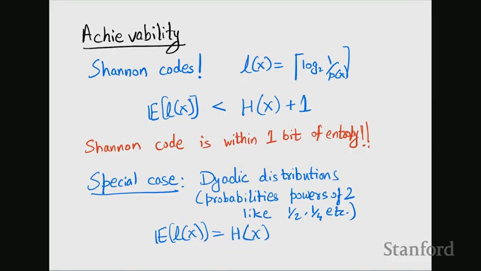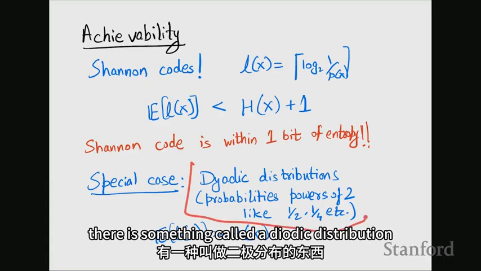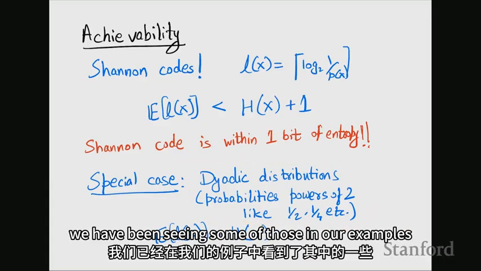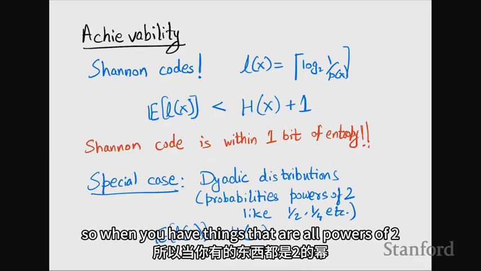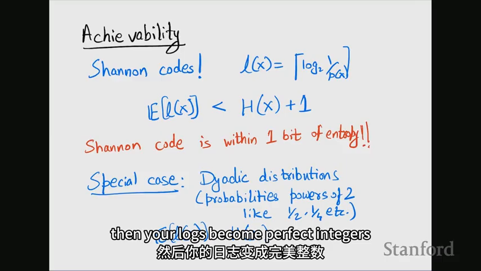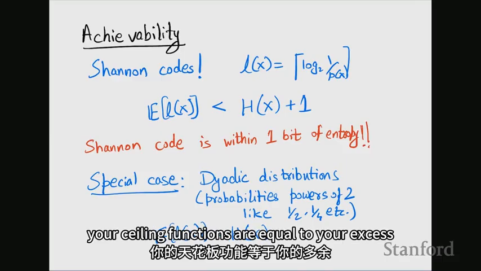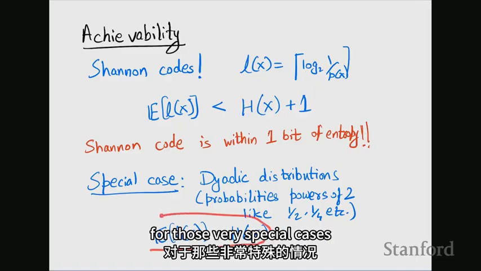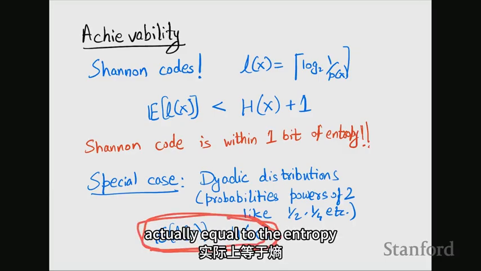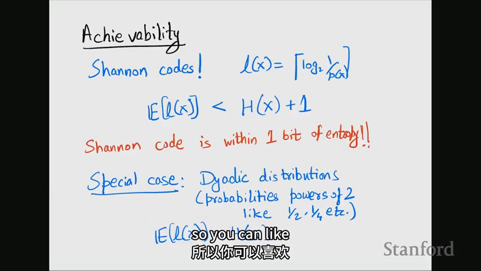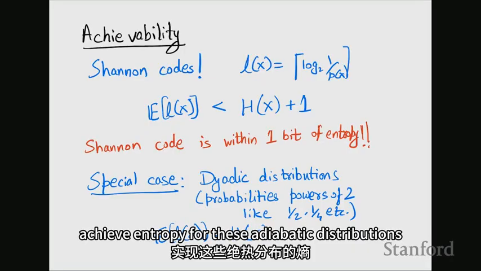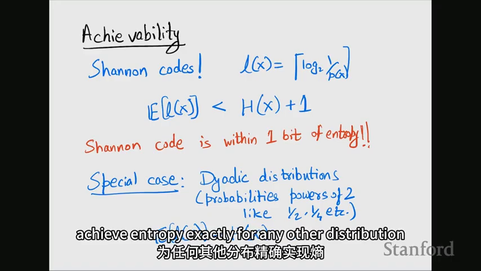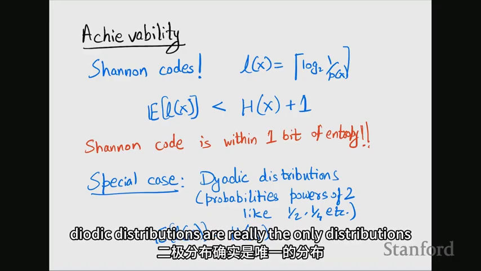And there is something called a dyadic distribution, where all the probabilities are powers of 2. We have been seeing some of those in our examples. When you have things that are all powers of 2, your logs become perfect integers, and your ceiling functions are equal to your x's. For those very special cases, the expected length is actually equal to the entropy. So you can exactly achieve entropy for these dyadic distributions. And actually you can't achieve entropy exactly for any other distribution. So dyadic distributions are really the only distributions.